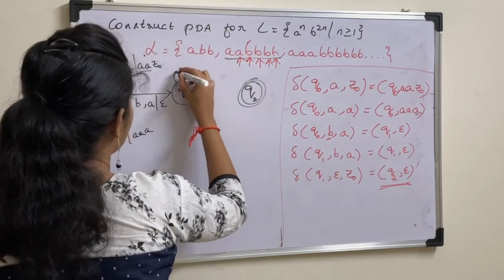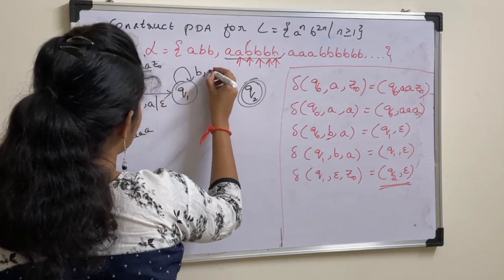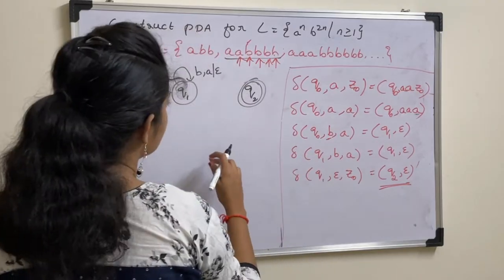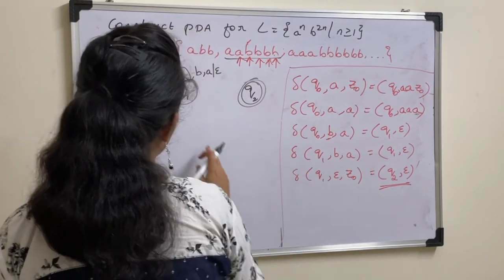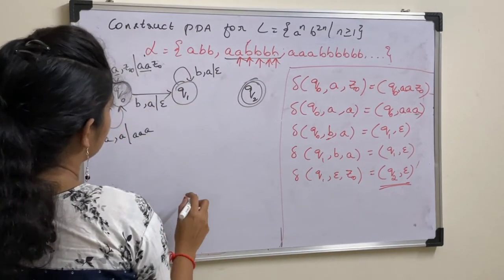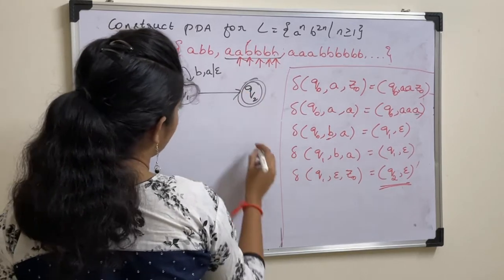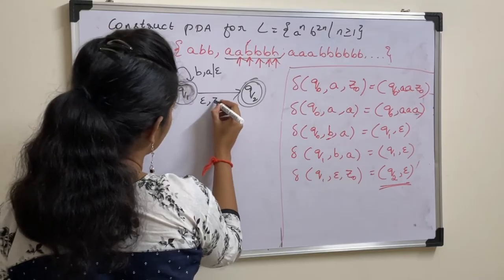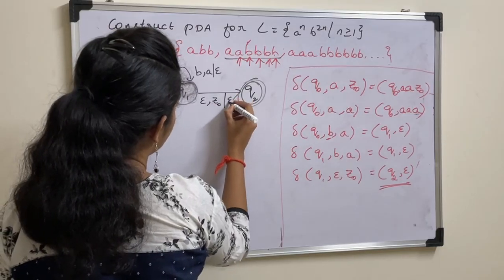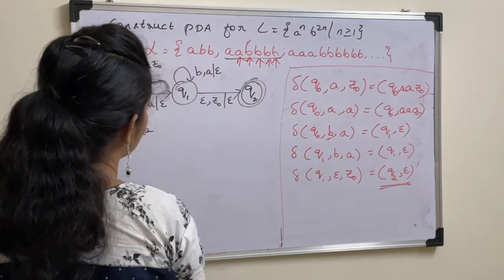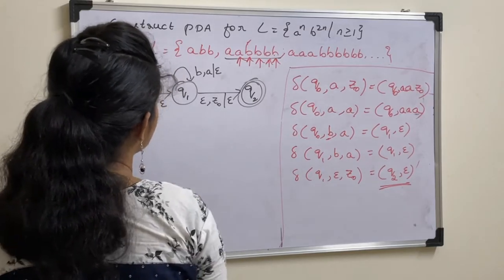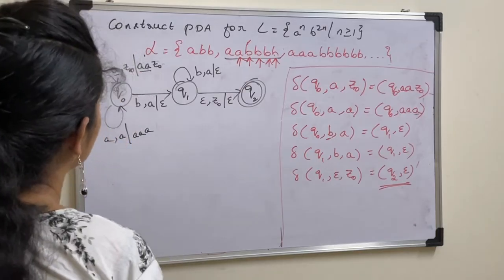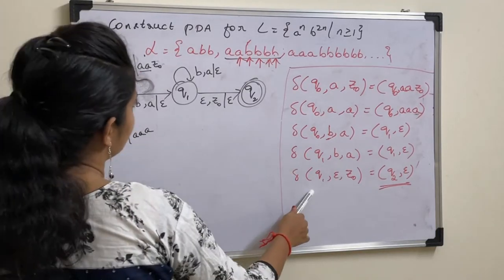Next, if the input is B, top of the stack is A, again pop operation. And this transition function is the same for any number of B's. So you need to make it a self loop. Next, Q1 on input symbol epsilon, top of the stack Z0, pop Z0 as well, so that you will get epsilon. And Q2 is your final state. So this is how we need to draw the graphical notation for this transition function.